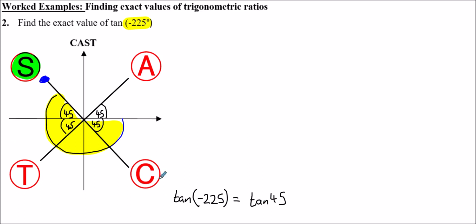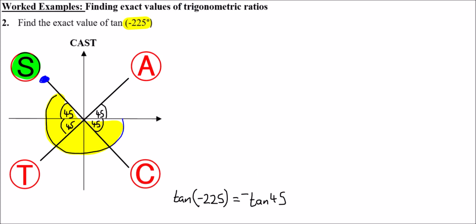And again, this is where the CAST diagram comes in and helps us. Which trig functions are positive in the S quadrant, which is where we are? S stands for sin or sine, so only the sine function is positive here. Cosine and tangent are negative, therefore we say this is minus tan 45. Because 45 is an acute angle, tan 45 itself is positive, so we just put minus tan 45 to make this thing negative like it needs to be.